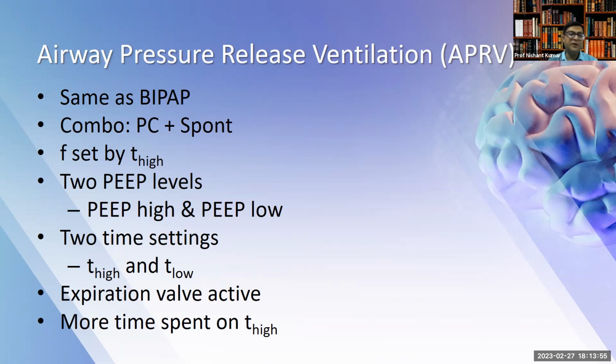And more time is spent on T high. So that means that the patient is continuously breathing spontaneously at a high PEEP level, and then suddenly there's a release, or the PEEP drops to 0 or very low, so that the accumulated CO2 can be released out, and it is for a very short period. So mainly the patient keeps on breathing at T high so that de-recruitment of the alveoli doesn't occur.